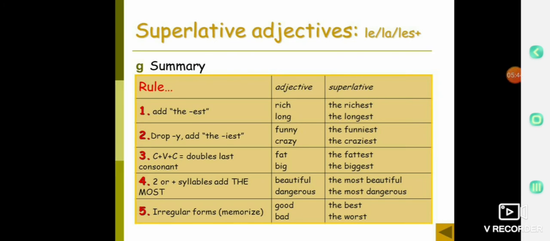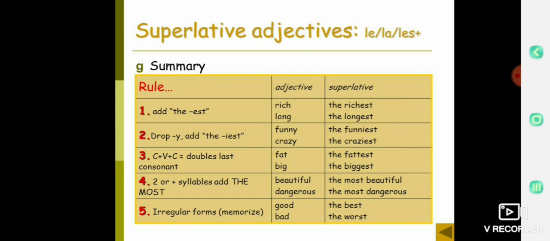Next rule is drop y, add iest. As we have discussed in the comparative degree, take one example like easy. We drop y and add ier to make it comparative, so easy will become easier. Now to make it superlative, you have to add iest to it, so it will become easiest. Simple thing: if there is a y at the end, drop y and add iest to make it superlative, and ier to make it comparative. So you have to remember this.